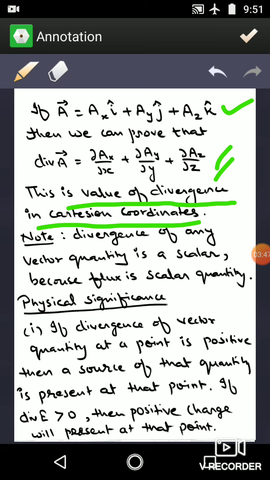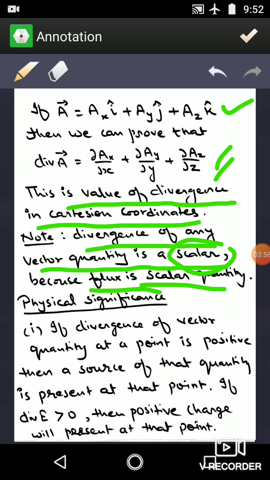Note that divergence of any vector quantity is a scalar. Divergence of any vector quantity is scalar because flux is a scalar quantity. Because divergence is defined in terms of flux, and flux is a scalar quantity, therefore divergence of any vector quantity is itself a scalar quantity.